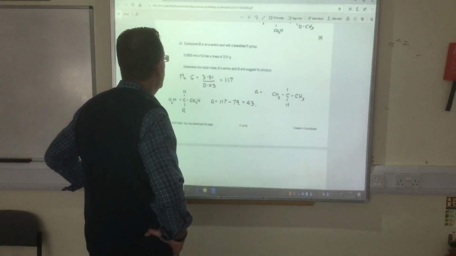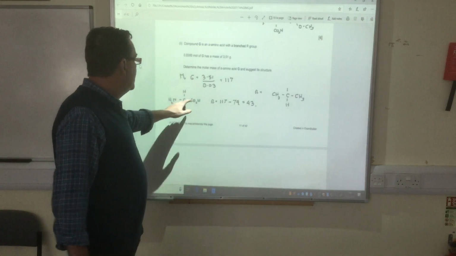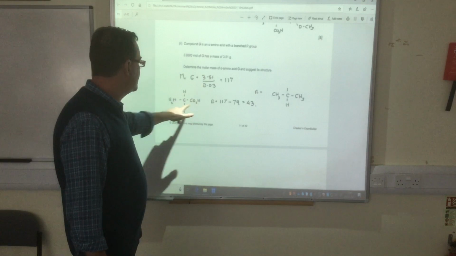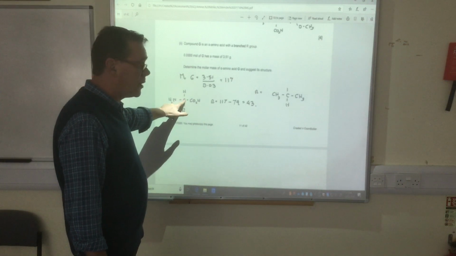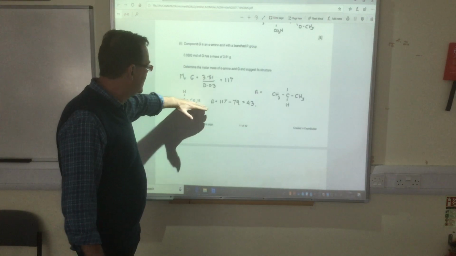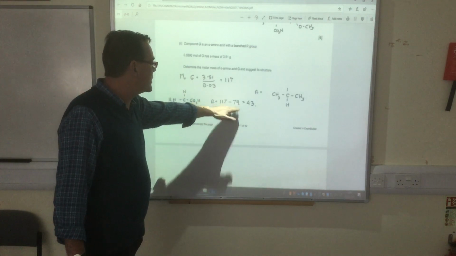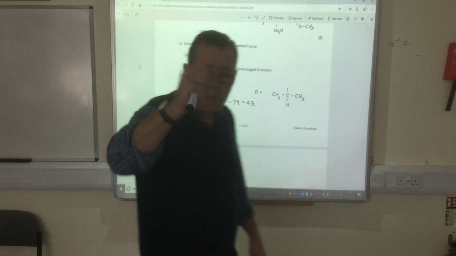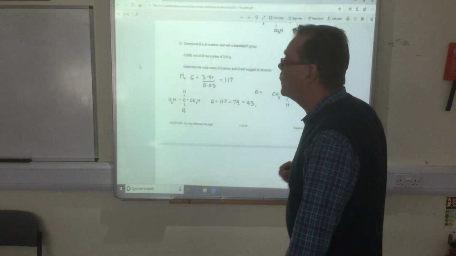Suggested structure. Right, well, 117. You know it's got a carboxylic acid, you know it's got an amine, you know it's got that carbon, that's your alpha carbon, you know it's got an H, alpha amino acid. That bit there is fixed. Subtract, it comes to 74 for that bit. Left with 43. You know from your mass spec, 43.